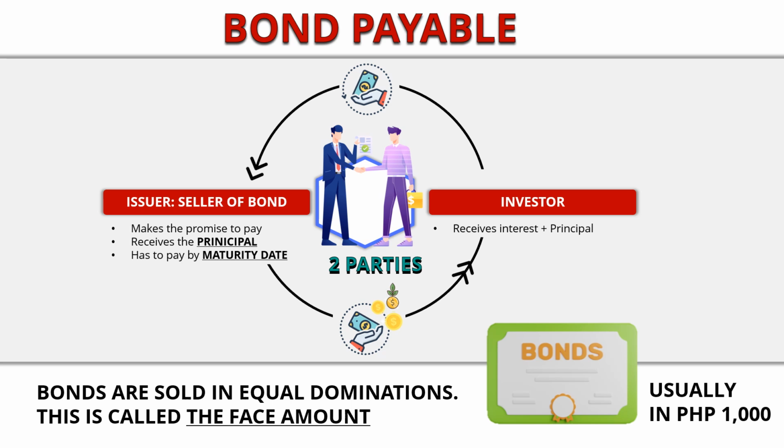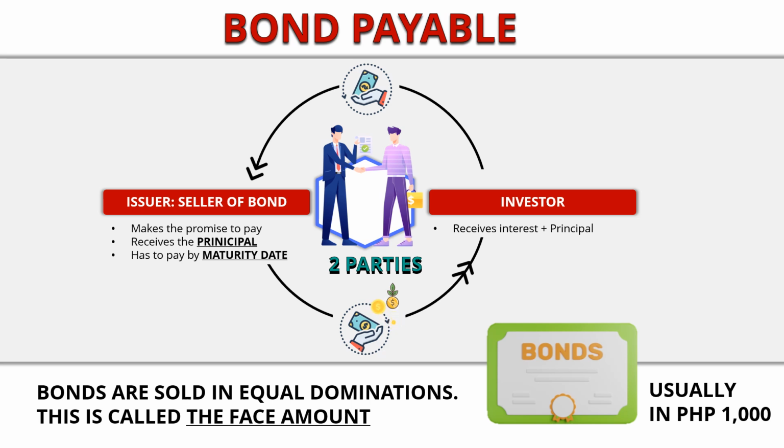So it's very similar to your receivables in the sense that you have your issuer, which is basically the seller of the bond, and then your investor or your creditor. What will happen is, I will give you this bond paper. So this bond, right? I will receive the face amount of the bond that I'm selling, but in exchange, I will promise to pay you interest and principal.